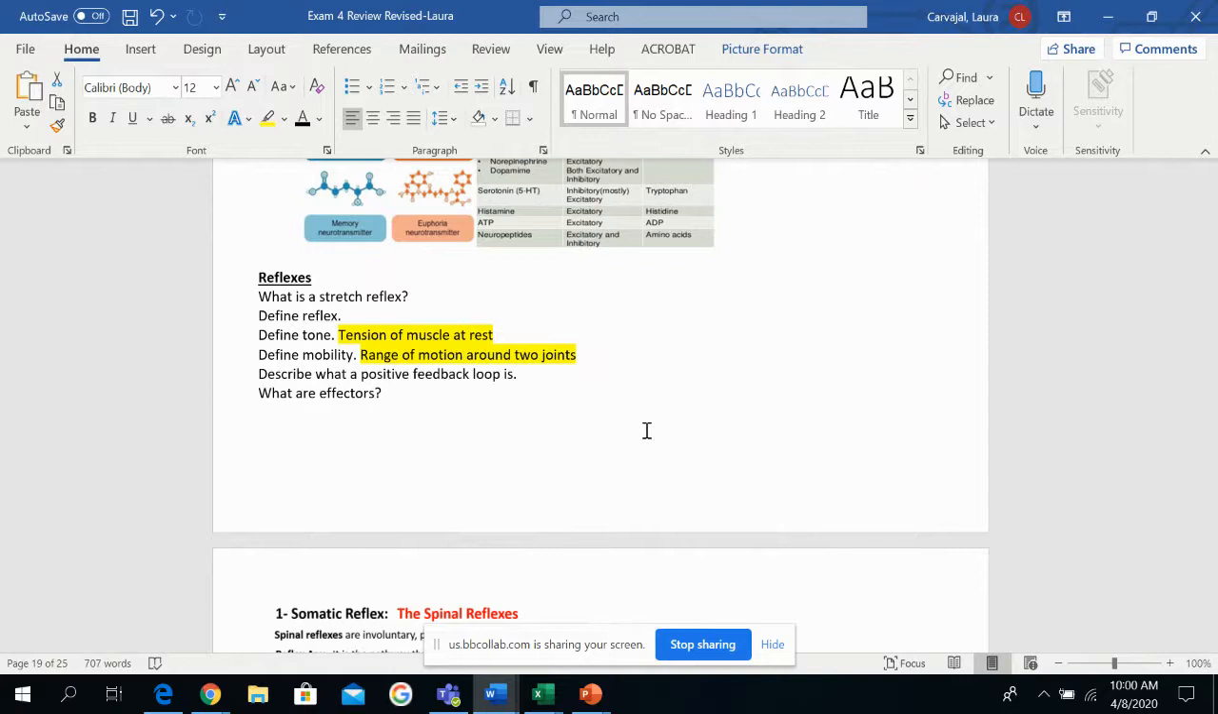A positive feedback loop. Okay, so in order to explain a positive feedback loop, we have to understand what a negative feedback loop is. A negative feedback loop basically is a system. So, for example, the air conditioning. It has a thermostat that says 75. So the ideal temperature of the house would be a consistent 75.